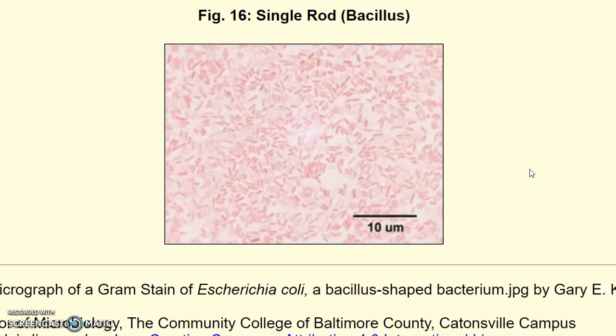Our second shape that we look at with regards to bacteria is the rod, or the Bacillus shape. And so that's what you see here. We have this smear, this is actually of E. coli. We have this smear of 100 or so rod-shaped cells.